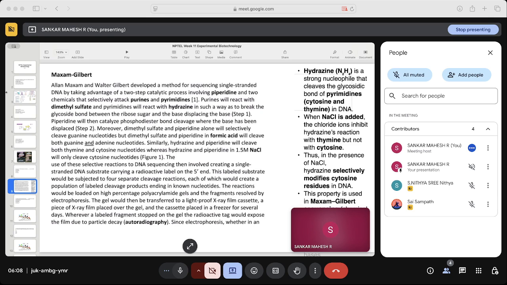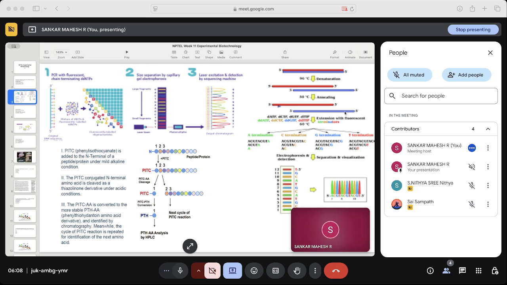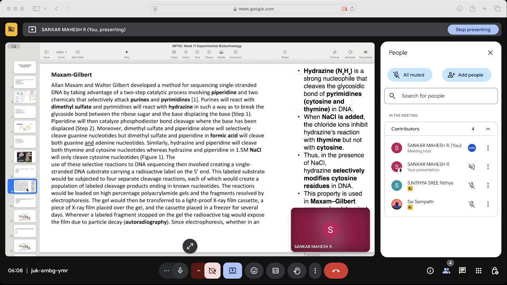Now, when we do all of these combinations and run it on a gel, based on the number of bands and the gaps, we'll be able to tell in a similar fashion to how we get it from the dideoxy termination method. We'll be able to recalculate and tell what the sequence of our DNA is.